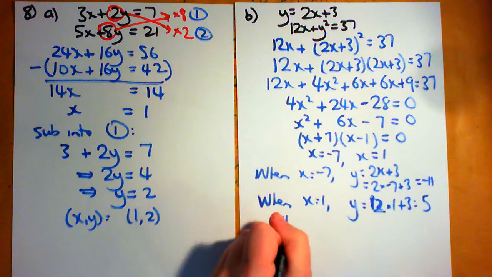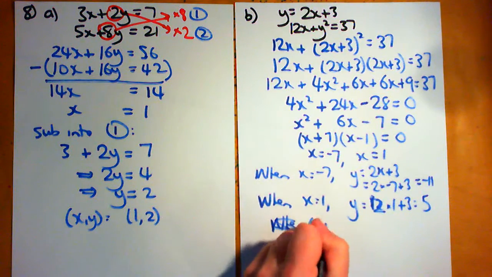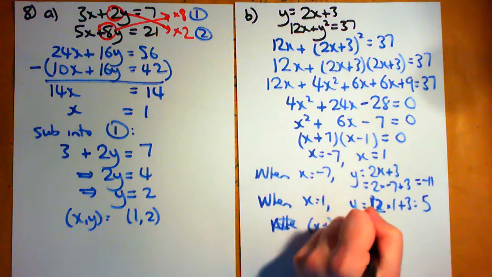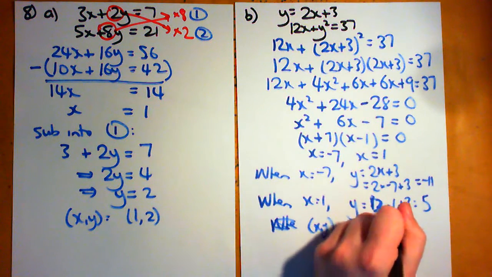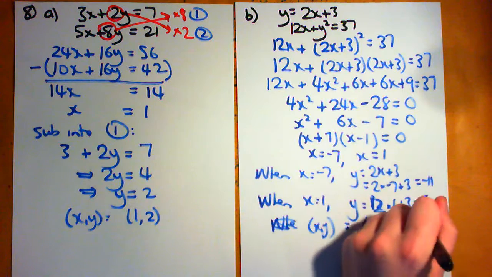So our two solutions are x and y. The first solution we got was negative 7, negative 11. And the second one was 1, 5.